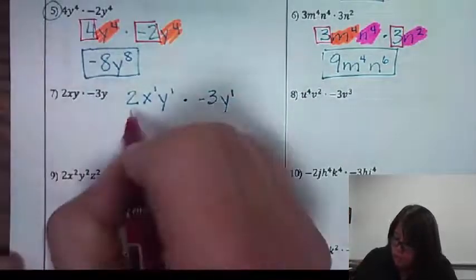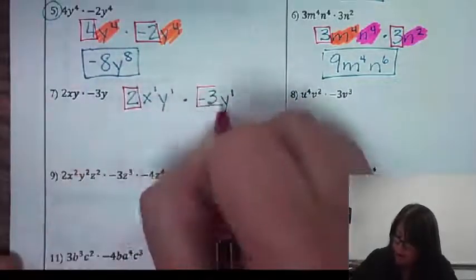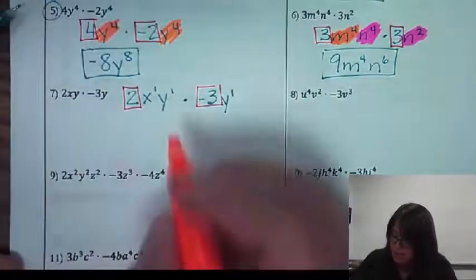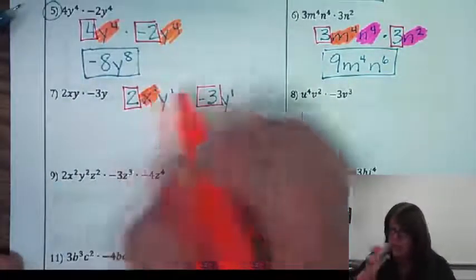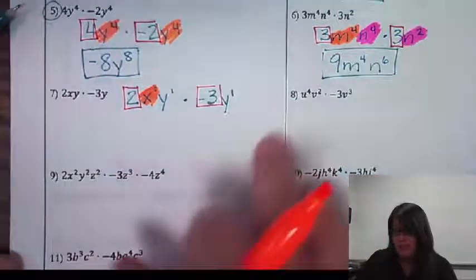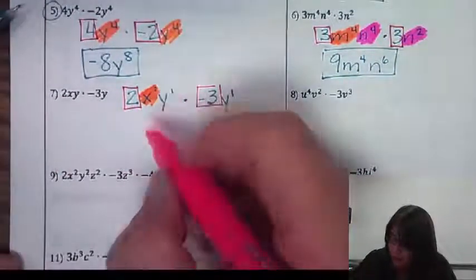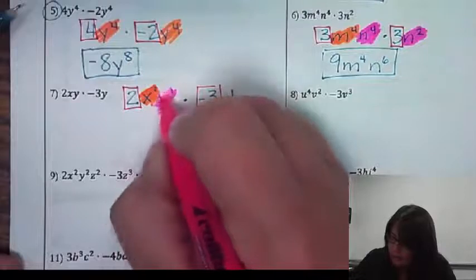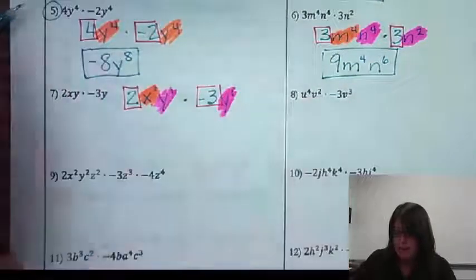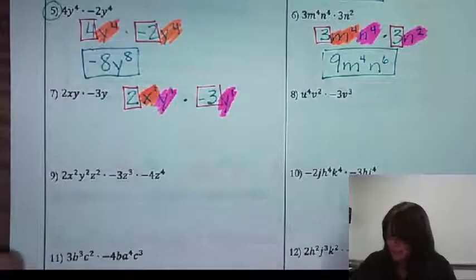Now I'm going to box my coefficients and highlight my bases. Remember, only highlight the ones that are the same. I don't have any other X's, so I'm done with orange. I'll highlight my Y's in pink again. Looks like my pink is getting a little tired. Can you tell what my favorite color is?